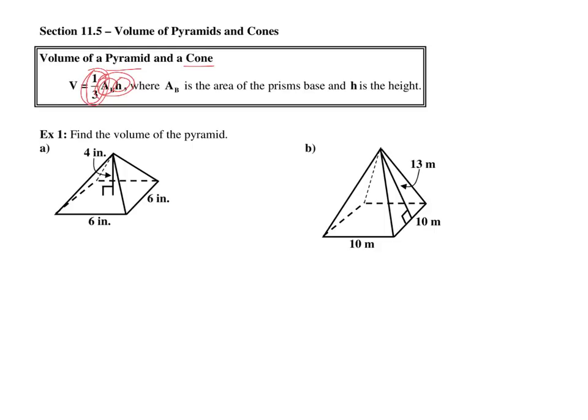All right, now this pyramid occupies 1/3 the space of a prism with the same base dimensions and height, okay? And I will also demonstrate this fact using some rice or some other substance that I'll be pouring into a pyramid, and then into a prism, so you can see it for yourself. All right, but let's apply the formula now in these examples.